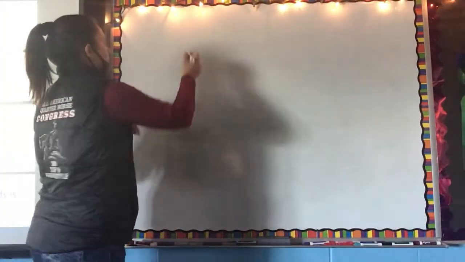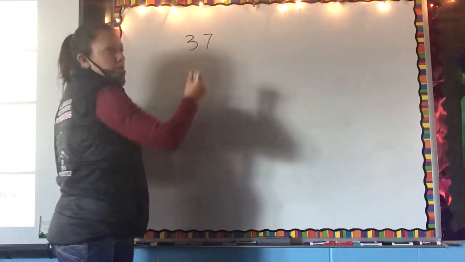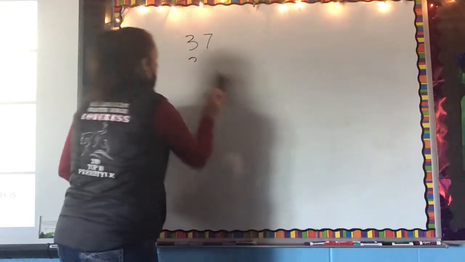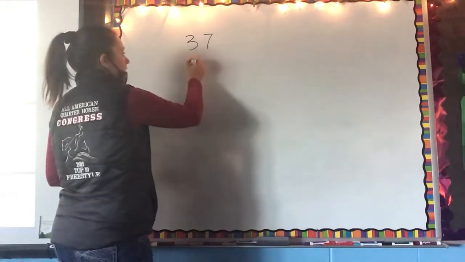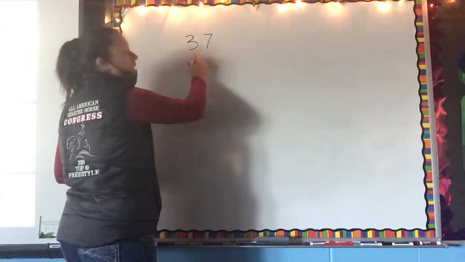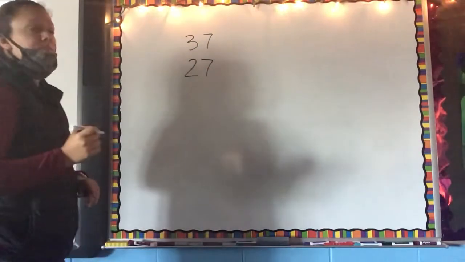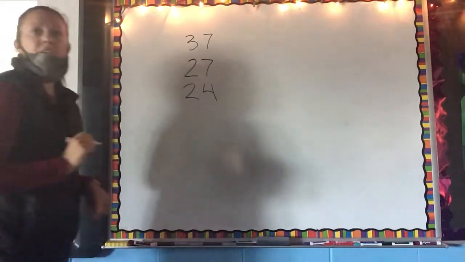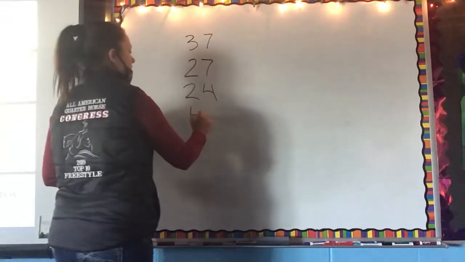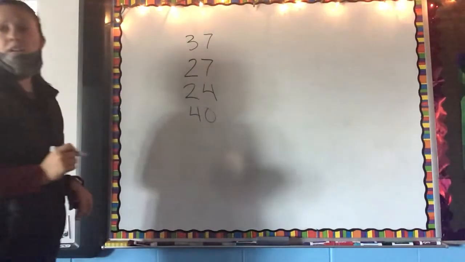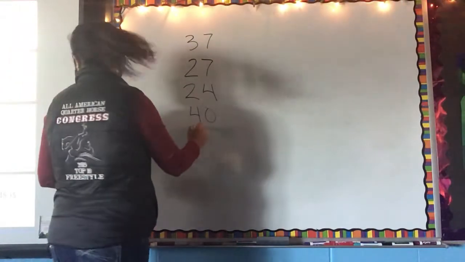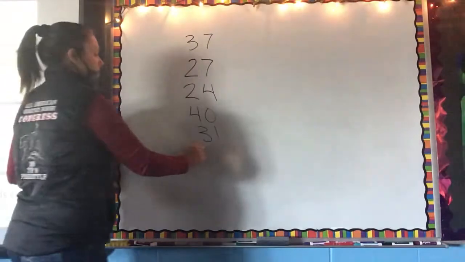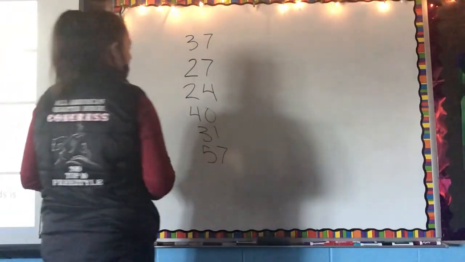Brooklyn? 37. Bradley? 37. Give me something, if you have something different than 37. Charlie? I have 37, but I'm going to say 27. Okay, 27. Sophia? 24. Jake? 27. Give me another one. 31. Aiden. 57. All right, we're going to stop right there because I want to check these.